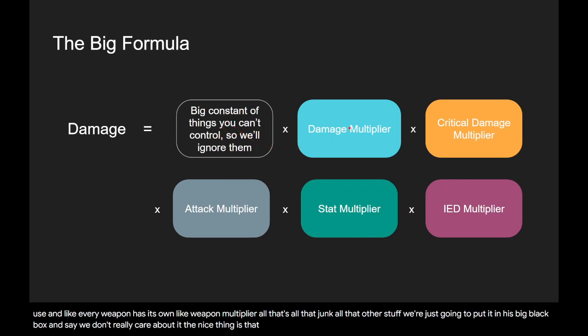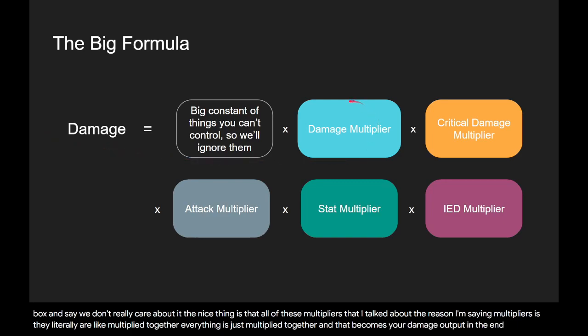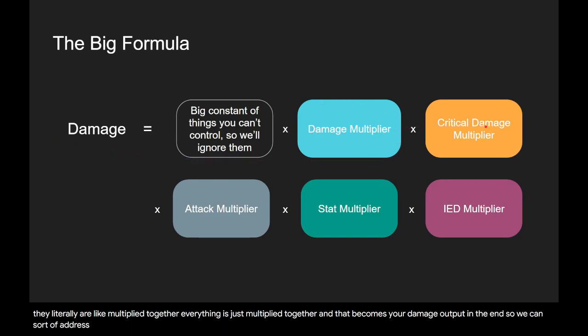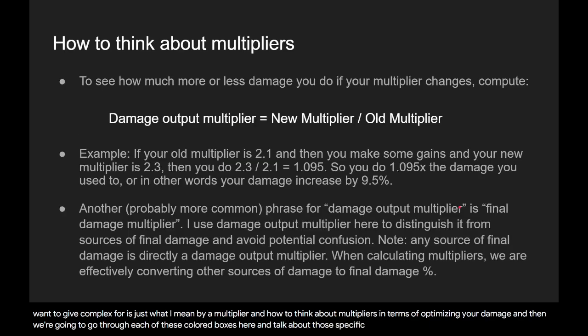The nice thing is that all of these multipliers, the reason I'm saying multipliers is they literally are multiplied together. Everything's just multiplied together, and that becomes your damage output in the end. So we can address them each individually and talk about how they each affect your damage, and move on from there. Okay, so the first thing I want to give context for is just what I mean by a multiplier and how to think about multipliers in terms of optimizing your damage. And then we're going to go through each of these colored boxes here and talk about those specific multipliers.